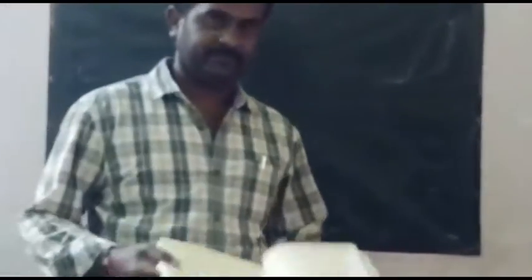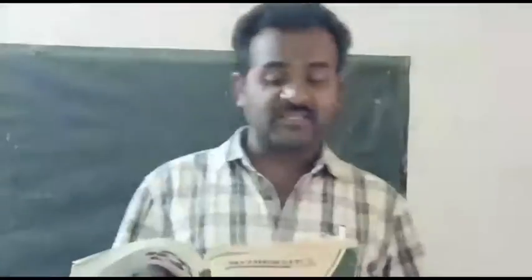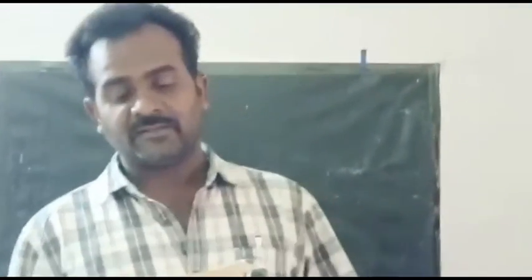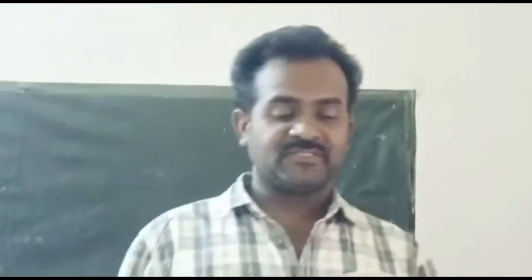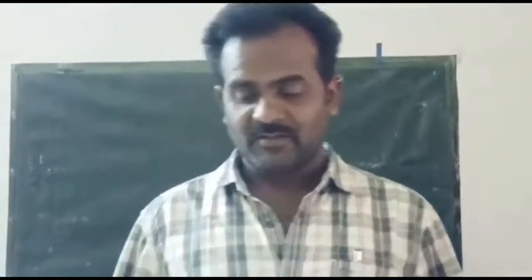12th one. In the adjacent figure, ABC is the triangle in which angle B is equal to 50 degrees and angle C is equal to 70 degrees. Sides AB and AC are produced. If Z is the measure of the angle between the bisectors of the exterior angles so formed, then find Z. First, I will draw the diagram.